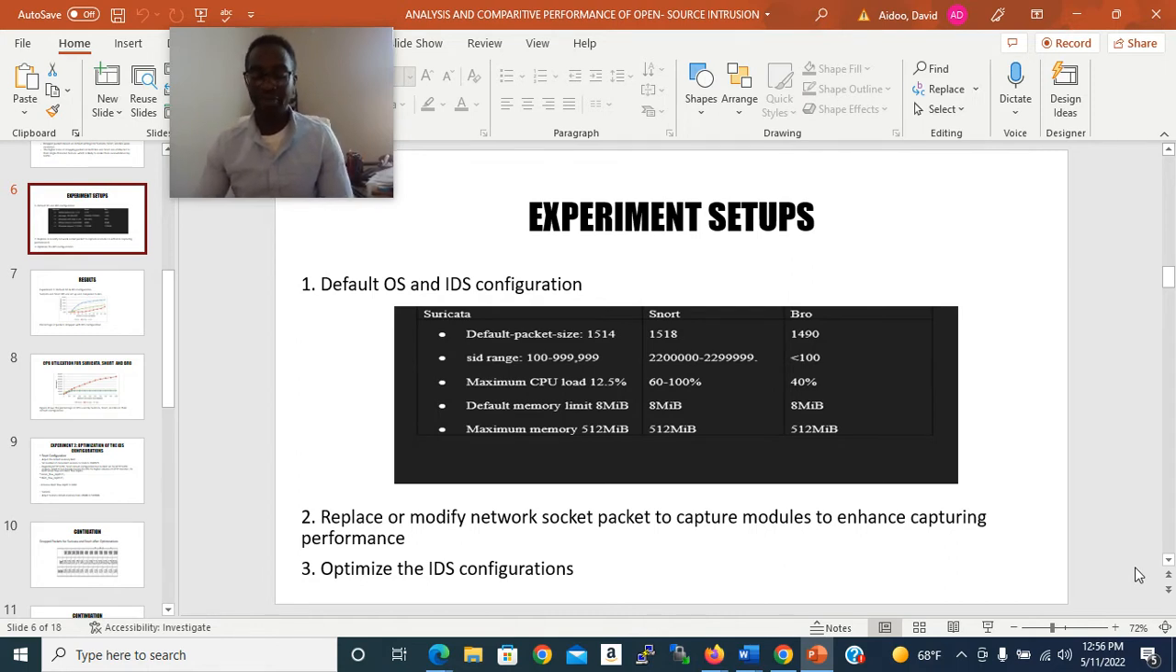For the default OS and IDS configuration, I only captured vital changes. I conducted the experiment based on the transmission speed defined by the tcpreplay software. The tcpreplay max speed can be shown using Mbps. For this experiment, the software has to match the speeds and cannot exceed the maximum speed.